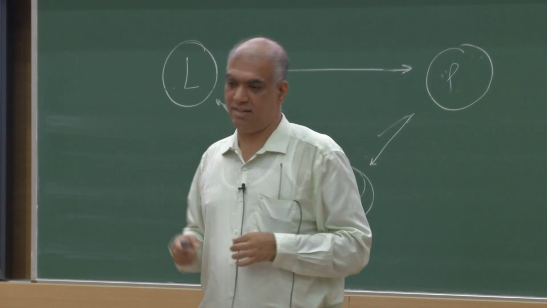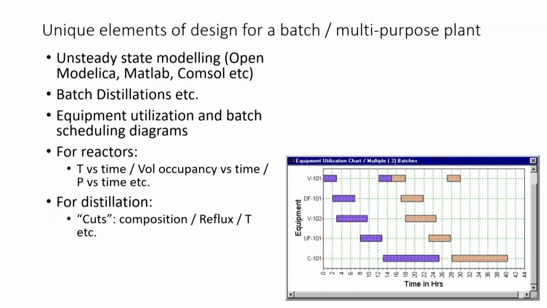Now we come to batch. Some of you have a batch plant and the question is, okay, it's not continuous. So what are some unique features in a batch plant design? So I just show you some. One is unsteady state, right? Many batch plants will be unsteady state. The distillation will be a batch distillation.